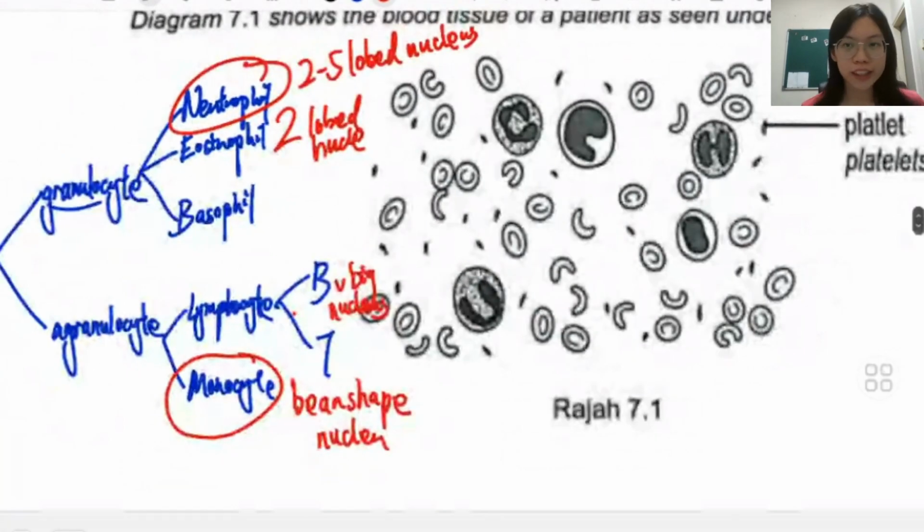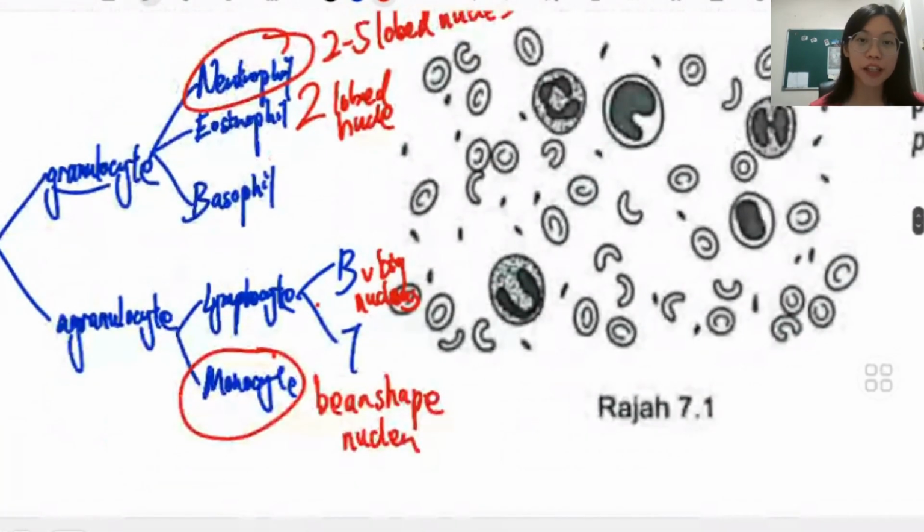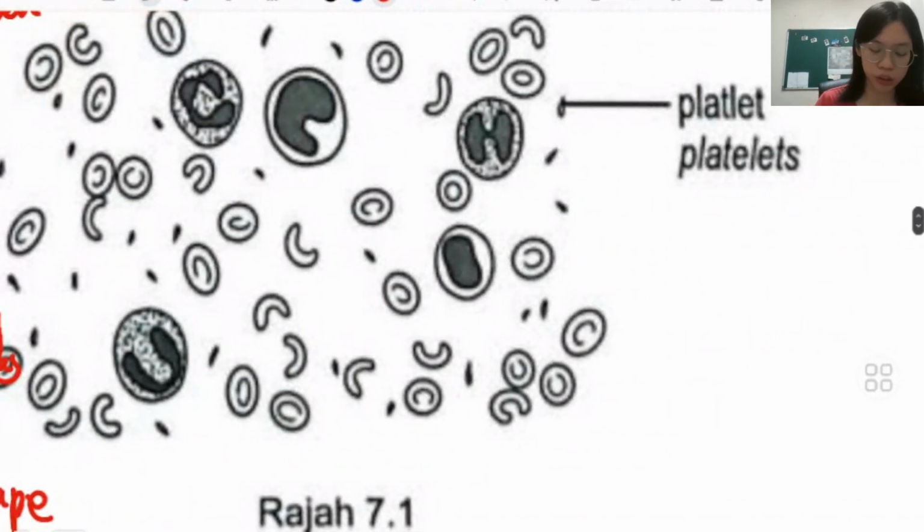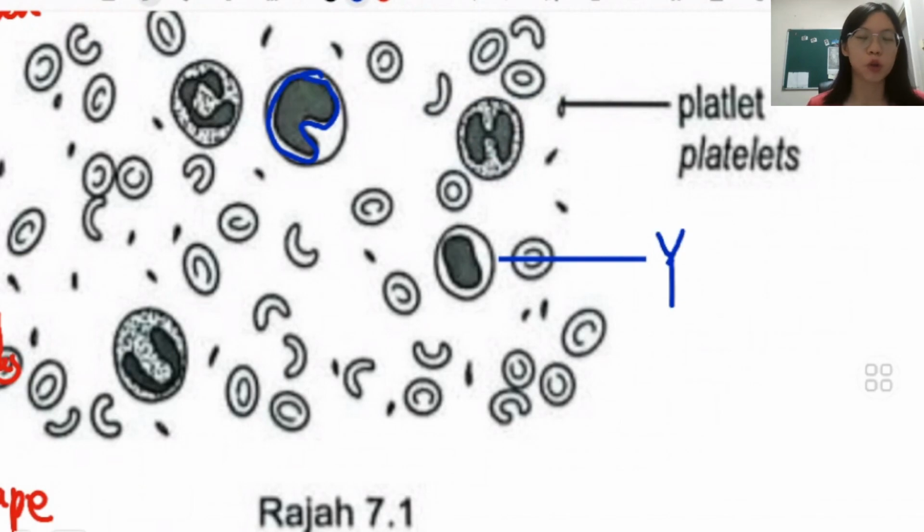So which one is the lymphocyte? The first thing to identify is, does it have granules? Find out the ones that don't have granules, because the lymphocyte doesn't have granules. So you cancel out these three already, and you are left with these two. It's very tricky between these two, right? Since this one looks more like a bean shape, this is actually the monocyte. And this ended up being the lymphocyte. So it is a lymphocyte, but you have to label it as Y, following the question like what they want you to do.